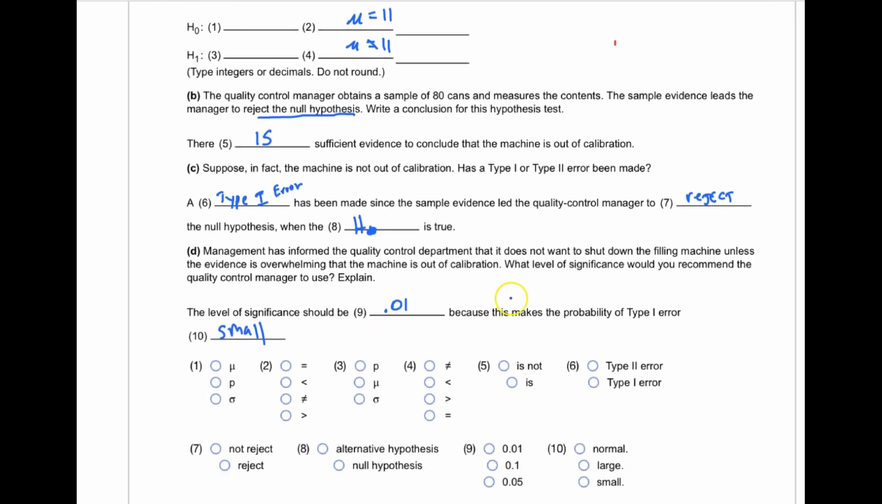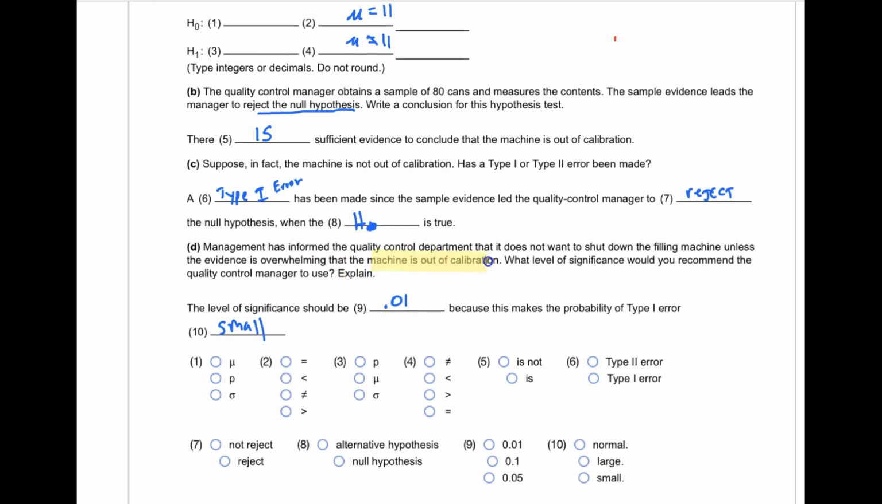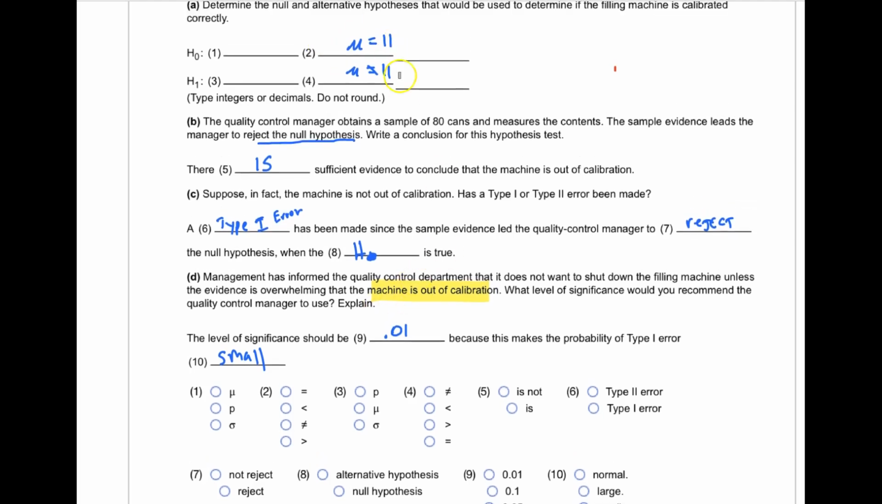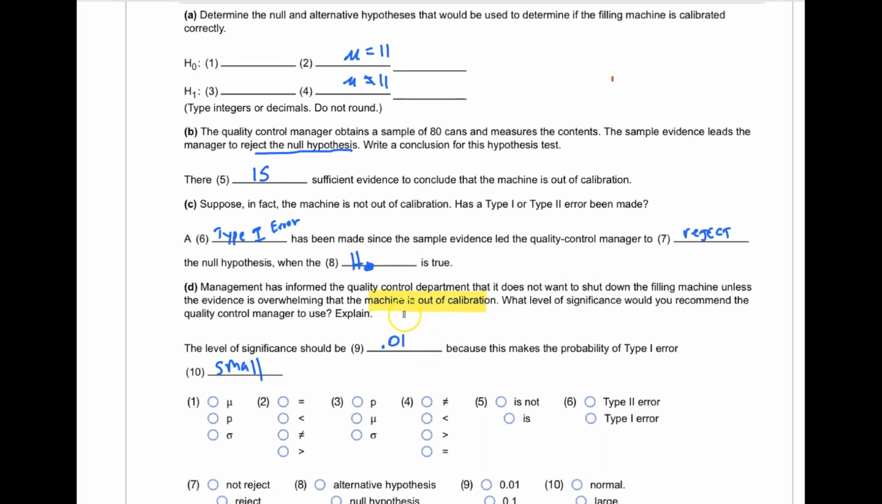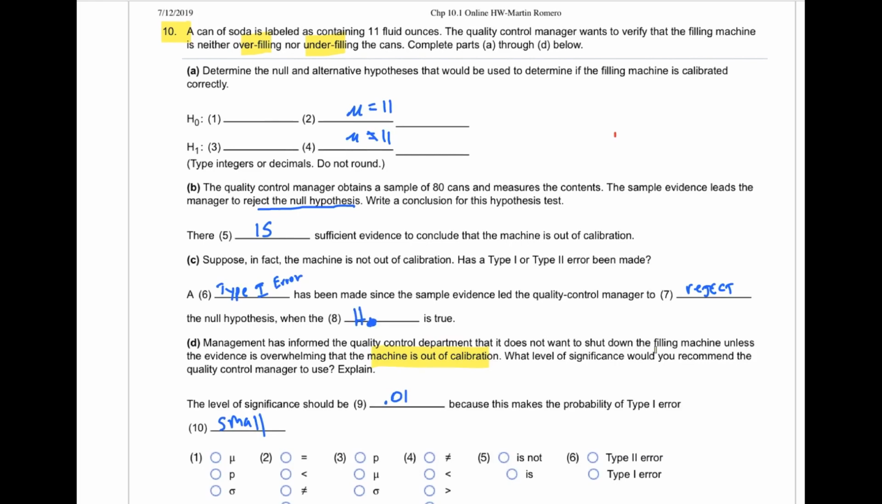And so in this case here, what significance level or level of significance would you recommend, if you want to really have overwhelming evidence the machine is out of calibration? If the machine is out of calibration, we want to reject the null hypothesis, so you want a small level of significance. It should be 0.01 because it makes the probability of a type 1 error small. We know that the alpha level, the level of significance, is equal to the probability of a type 1 error.